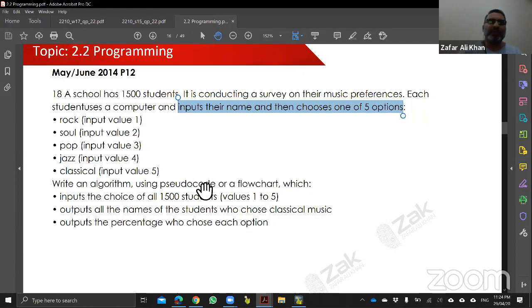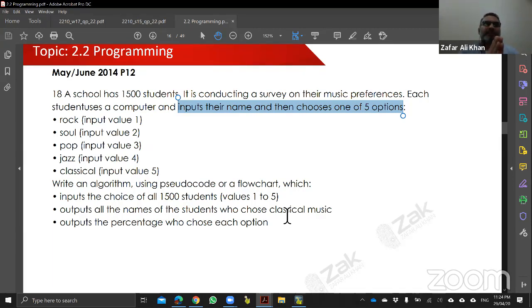And afterwards, output the names of all the students who choose classical music. So this is called output with decision. We will be taking input and we will be checking input. If the input is 5, then we will be outputting the name of the student. Otherwise, we won't be outputting the name of the student. So if a student chooses 1, 2, 3, or 4, their name will not be output over the screen. But if a student chooses 5, then their name will be output to the screen. This is what it means. It's called output with decision.